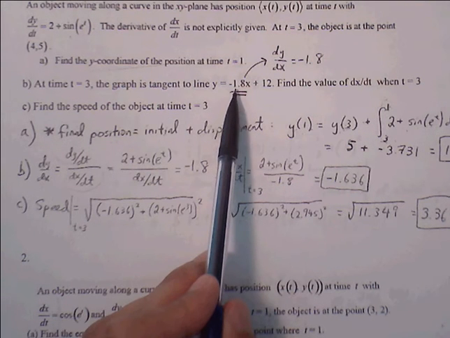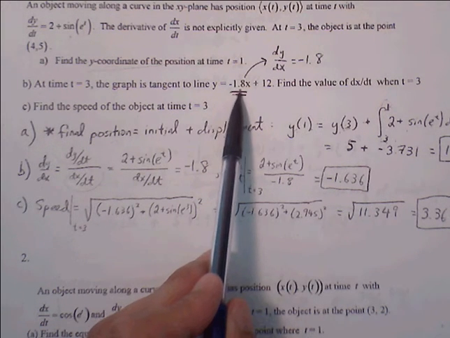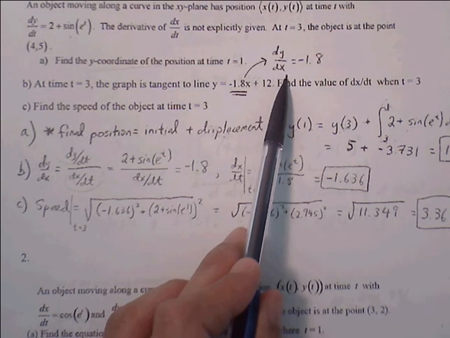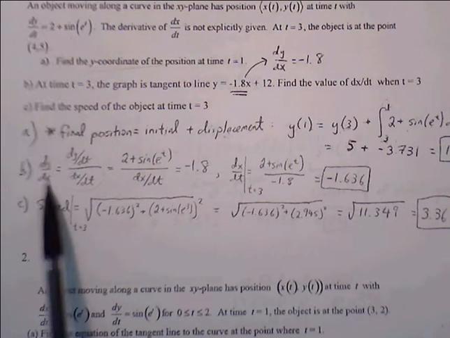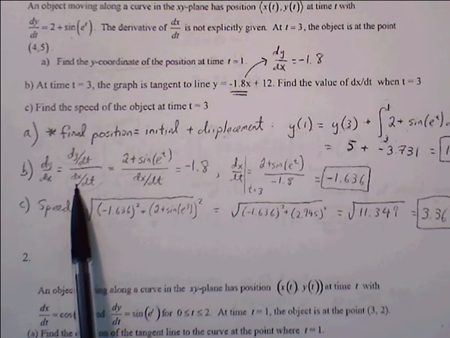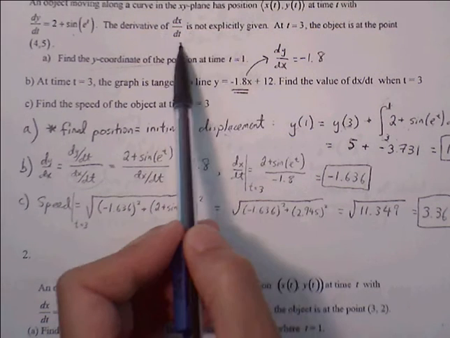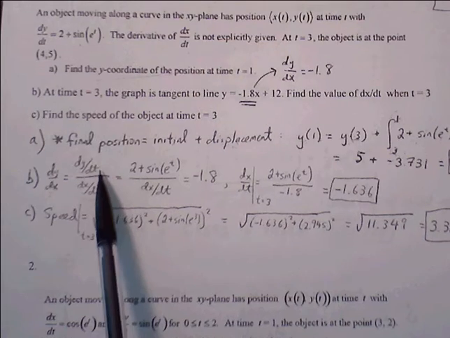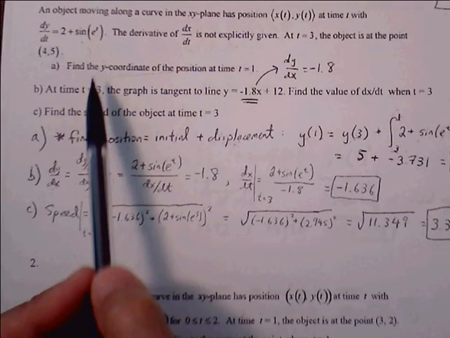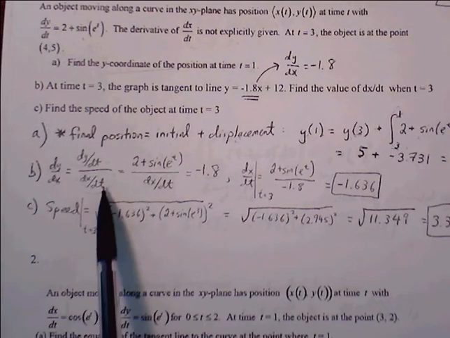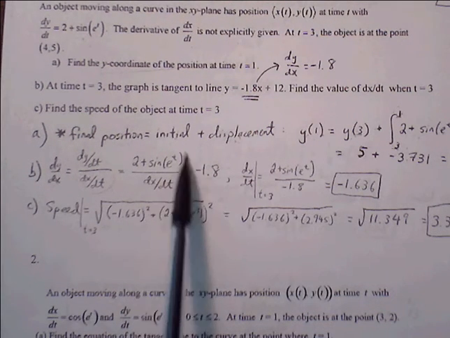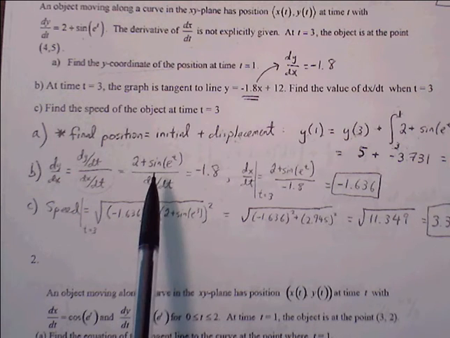All right, so we know that negative 1.8 is in slope-intercept form. So negative 1.8 represents the slope, and slope is dy over dx. So we can represent dy/dx as negative 1.8. Okay, we don't know what dx/dt is. They say the derivative dx/dt is not explicitly given, but we know what dy/dt is, which is 2 plus sine e to the t. So if we rewrite our equation here, dy/dx is replaced with negative 1.8, dx/dt stays, and dy/dt is 2 plus sine e to the t.